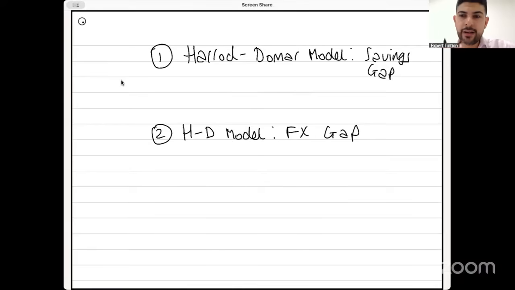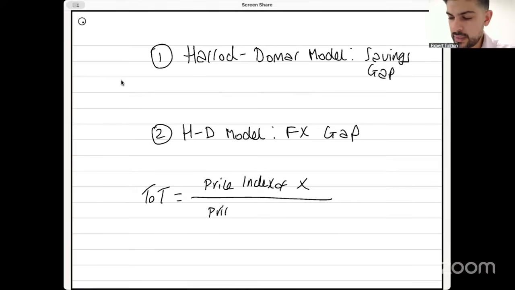If I look at their terms of trade, let's again go on a tangent and understand what terms of trade are. Terms of trade is the price index of exports divided by the price index of imports, times by 100, right? Can I explain this in really simple terms? Yeah.